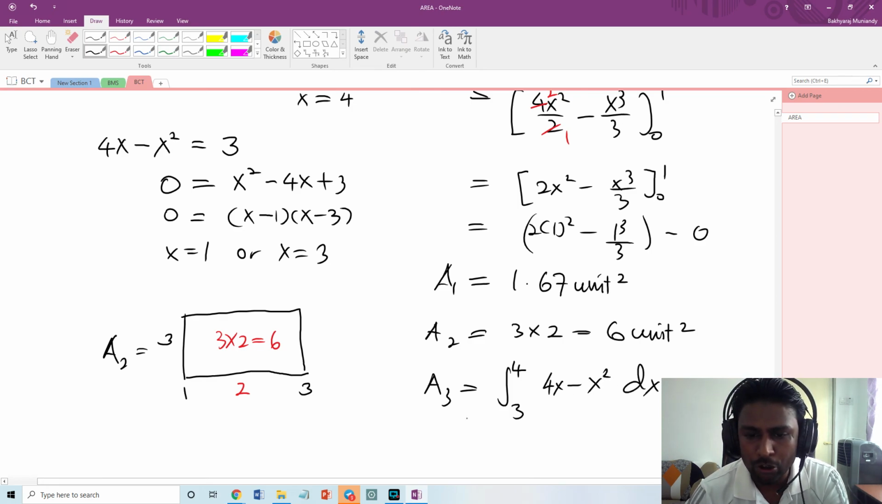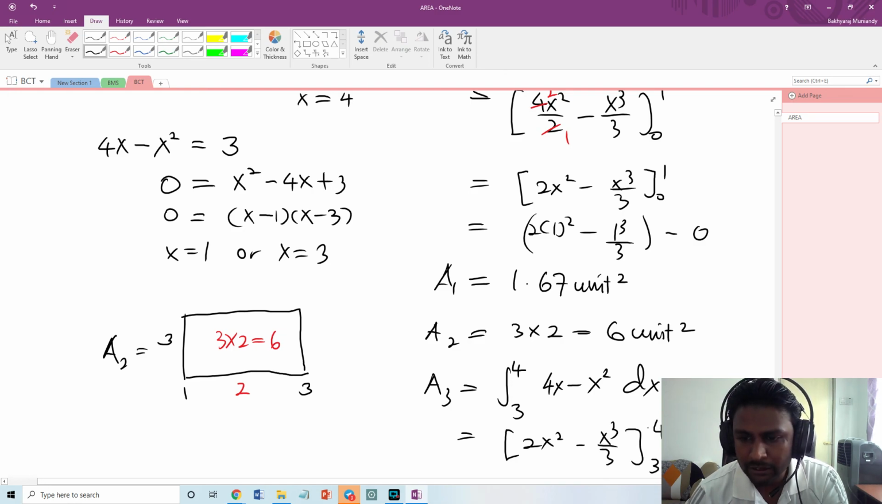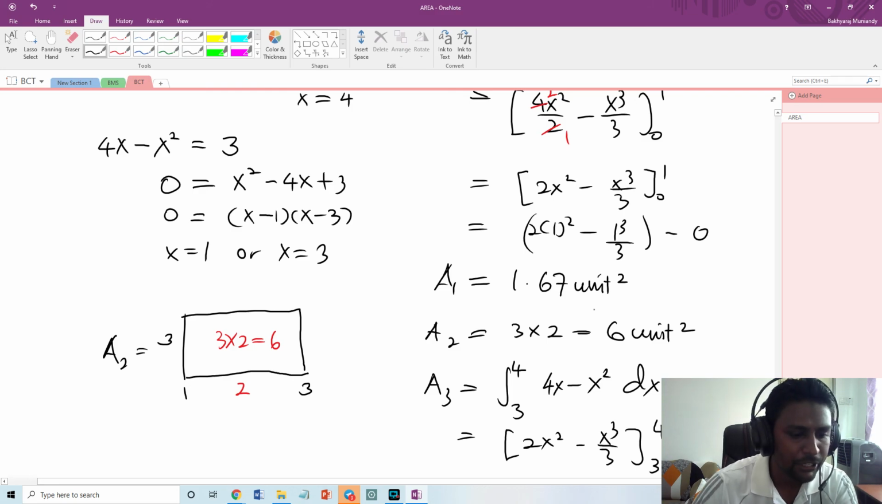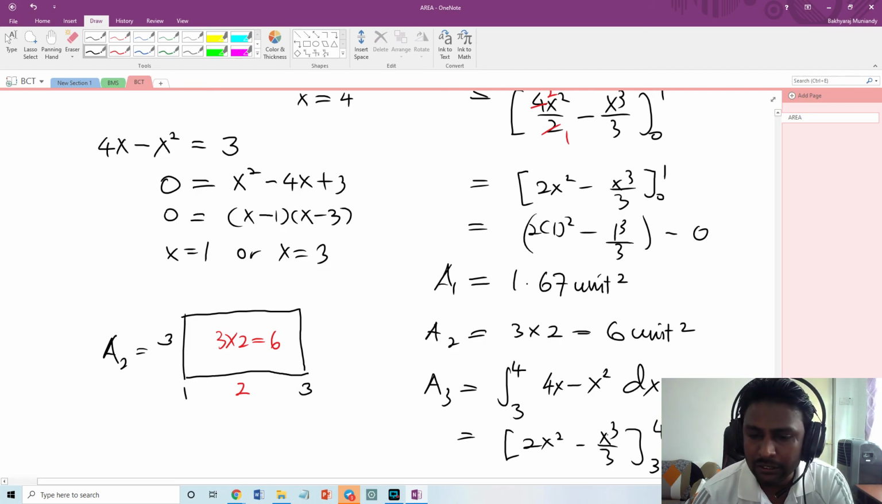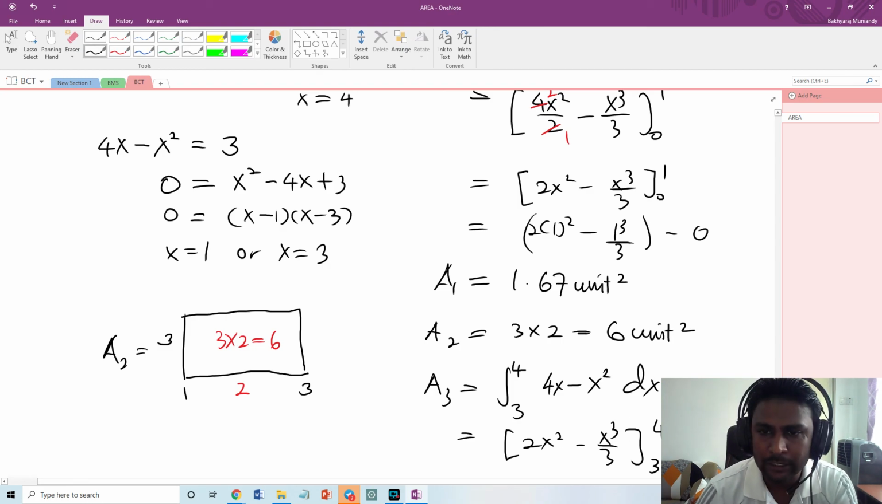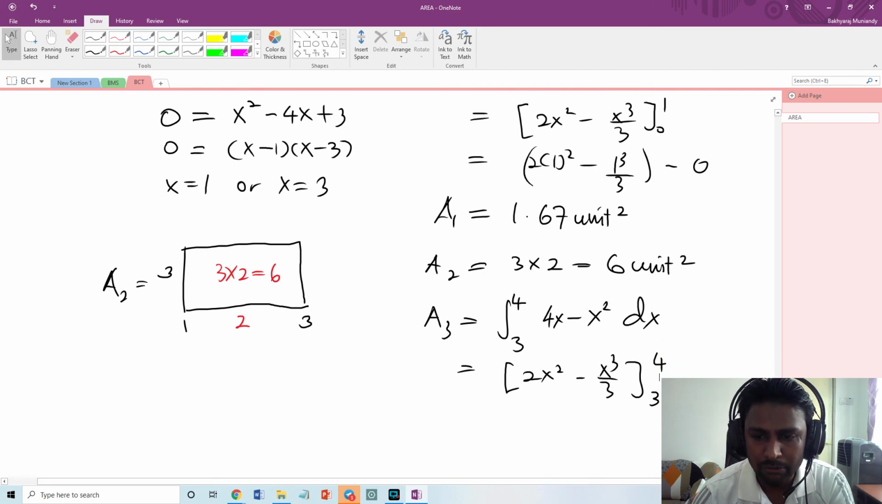Ini tak apa, ini kita copy balik je sebab kita dah ada jawapan tadi. So we can straight away put 2x square minus x power of 3 over 3, and then from 3 to 4. Sebab kita dah buat tadi. Actually no need to do two times, right? Just copy back the formula, which is you already have the answer. Ini memang tak ada masalah. You just copy back because no need to waste time on doing this. You can straight away go for the substitution. Okay, what is the answer? Will be equal.